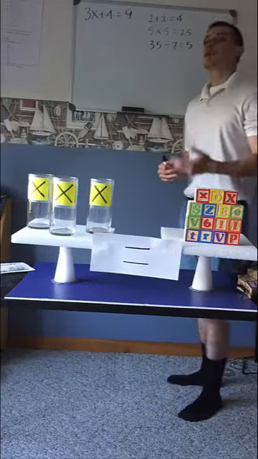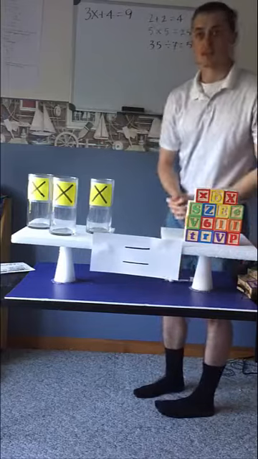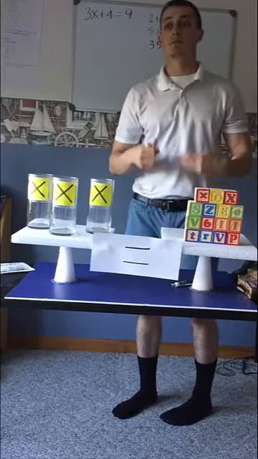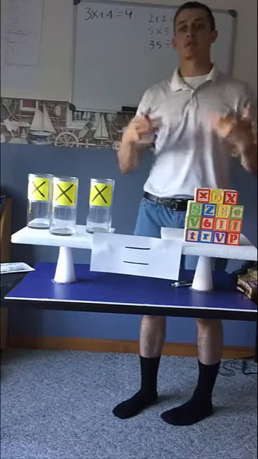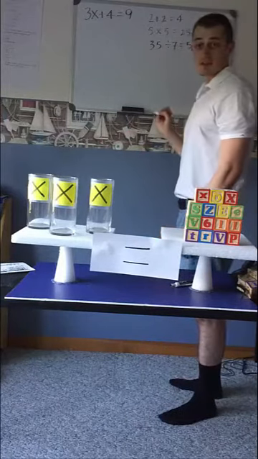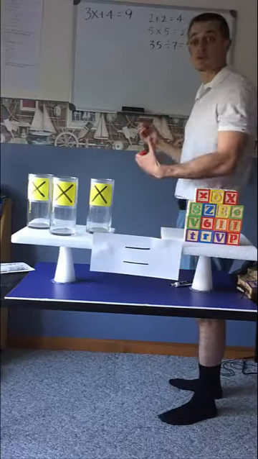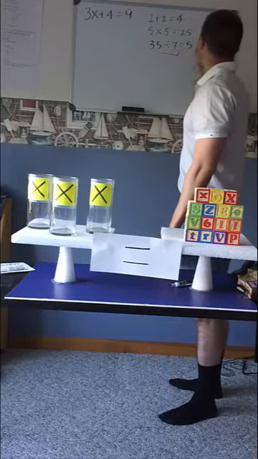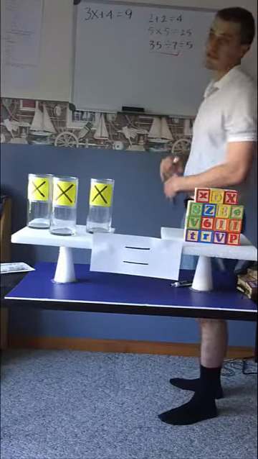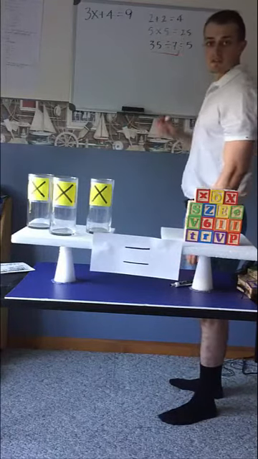Okay, so what this equal sign means is that no matter what, each side of these equations are exactly the same. Both sides of the equations have the same value. That's what the equal sign means. 35 divided by 7 is always going to have the same value as 5. They're equal to each other. 5 times 5 is always going to be equal to 25.